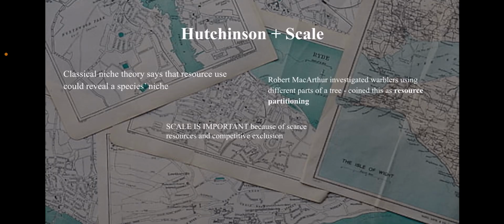One important spatial ecologist was known as Hutchinson. His work on scale was monumental, especially his development of the classical niche theory, which says that resource use could reveal a species niche. One of his PhD students, Robert MacArthur, investigated warblers using different parts of a tree. He revealed that warblers use different parts in a method called resource partitioning, so that several species could use the same habitat. Scale is important in this because of scarce resources and competitive exclusion principles.